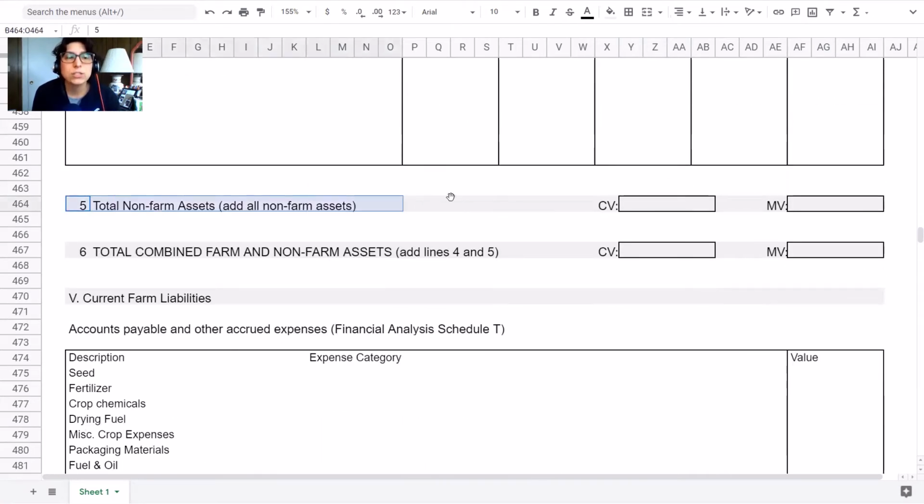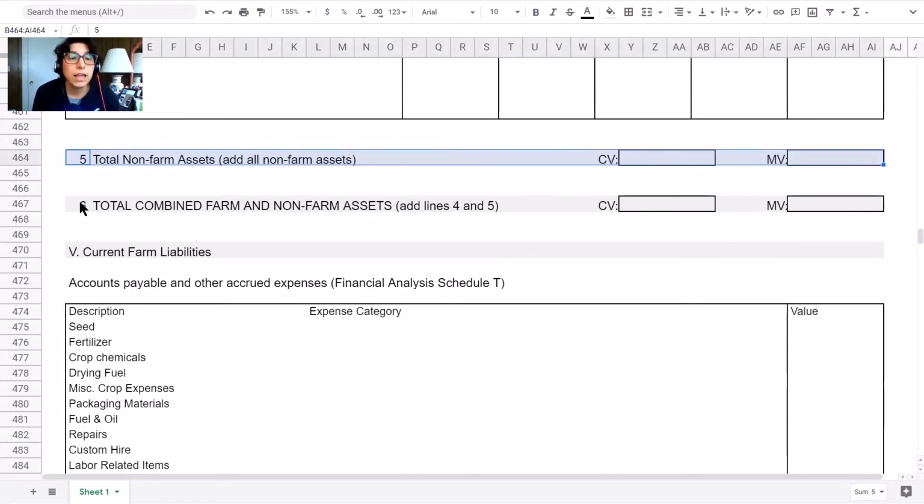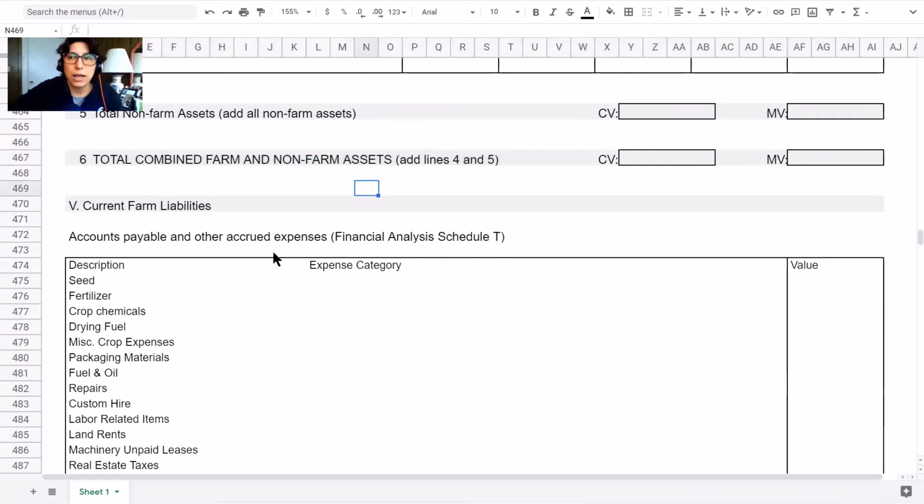And it gives you a space to add up your non-farm assets and then do the math for combining your total assets, farm, non-farm, current, intermediate, long-term, everything together, okay? Before we go on to farm liabilities, I'm going to go a little deeper into cost value and market value. What is all of that about?